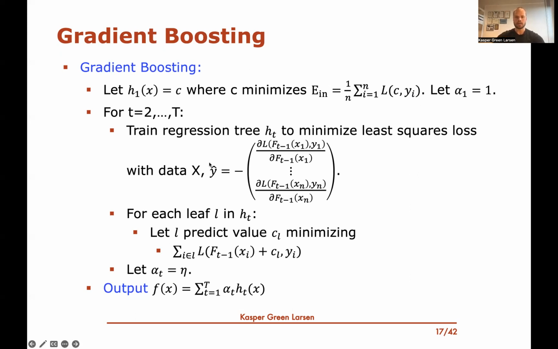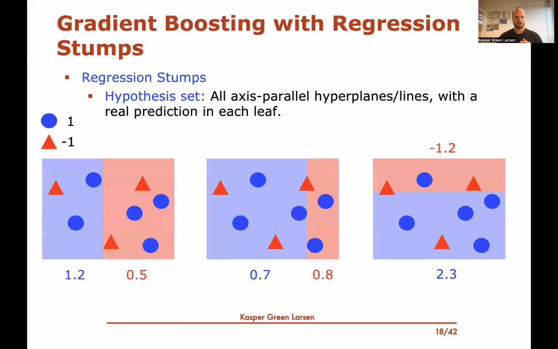So in each and every round, the tricky part is defining this vector of labels y hat that contains all these partial derivatives of the loss functions with respect to the current predictions. Okay, so I think we need to see an example execution of this.